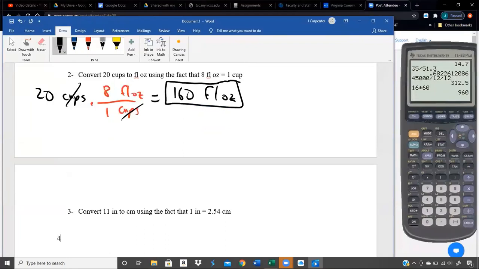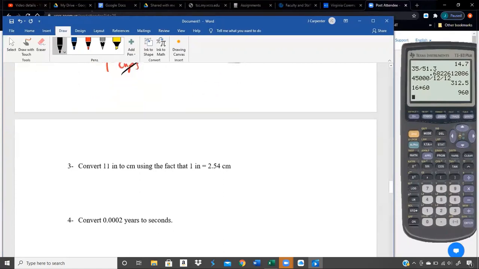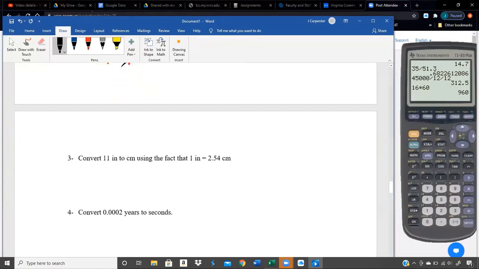3, 4. We're going to convert 0.0002 years to seconds. And I'm not giving you any facts for that one. So 4 is obviously going to be a little longer. We've seen examples like it, but I'll give you, let's call it 7 minutes, 6 minutes, 6 minutes. That'll probably be the last 2 we do.